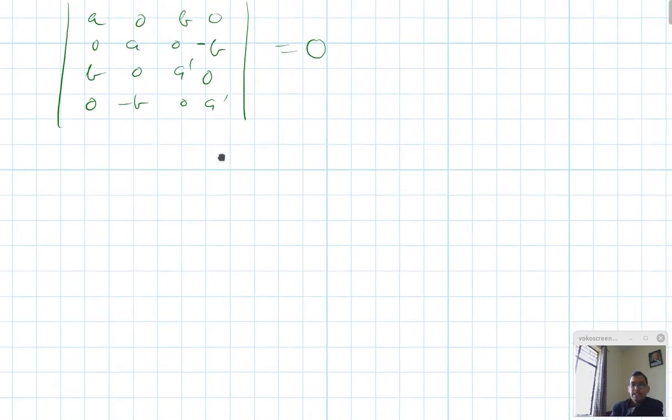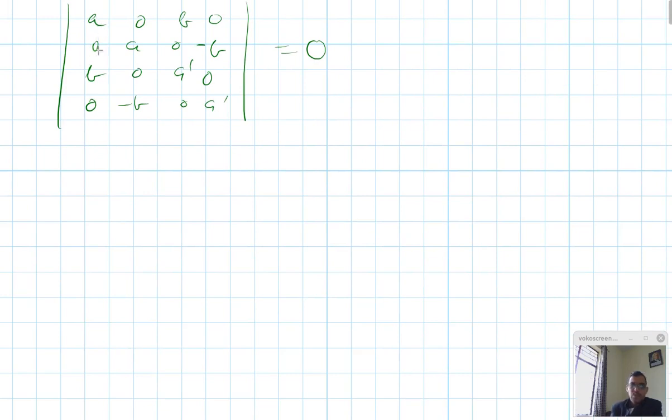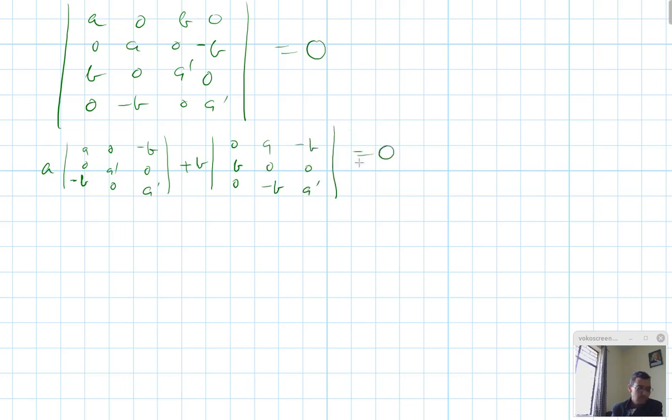So let us solve this determinant, right? So let me expand it through this. So it is A determinant of A 0 minus B, then 0 A prime 0, then minus B 0 A prime, then again expanding through this, because for these two will be 0, so it is plus B. So I can write down it as 0 A 0, B 0 A, 0 minus B, then minus B 0 A prime, and this must be equal to 0. And let us simplify it again.